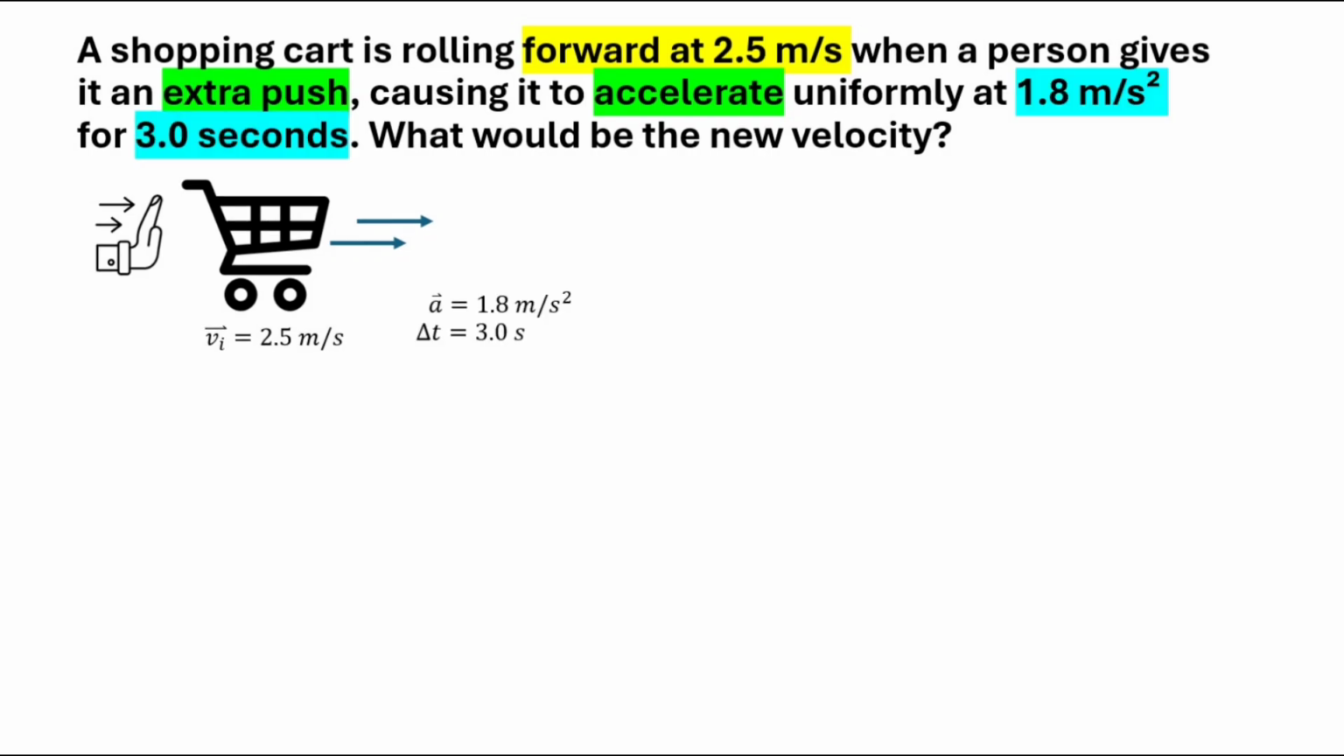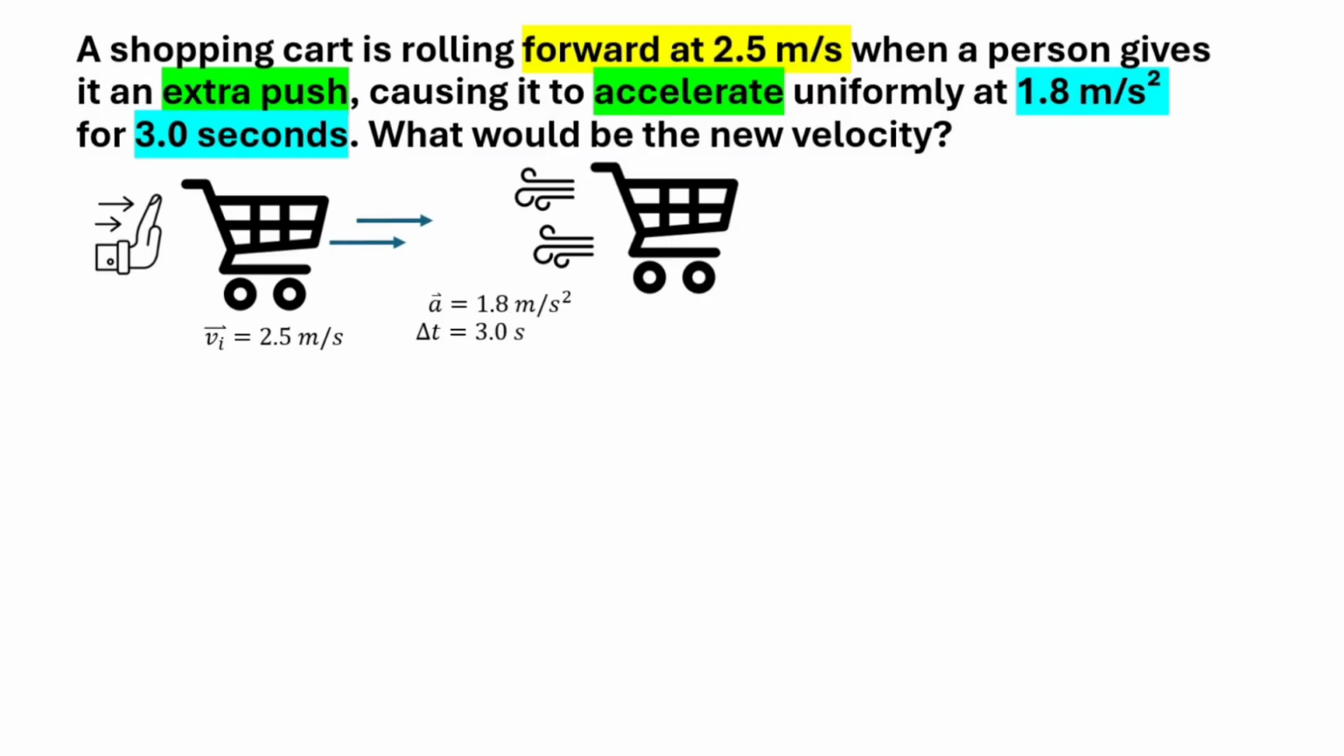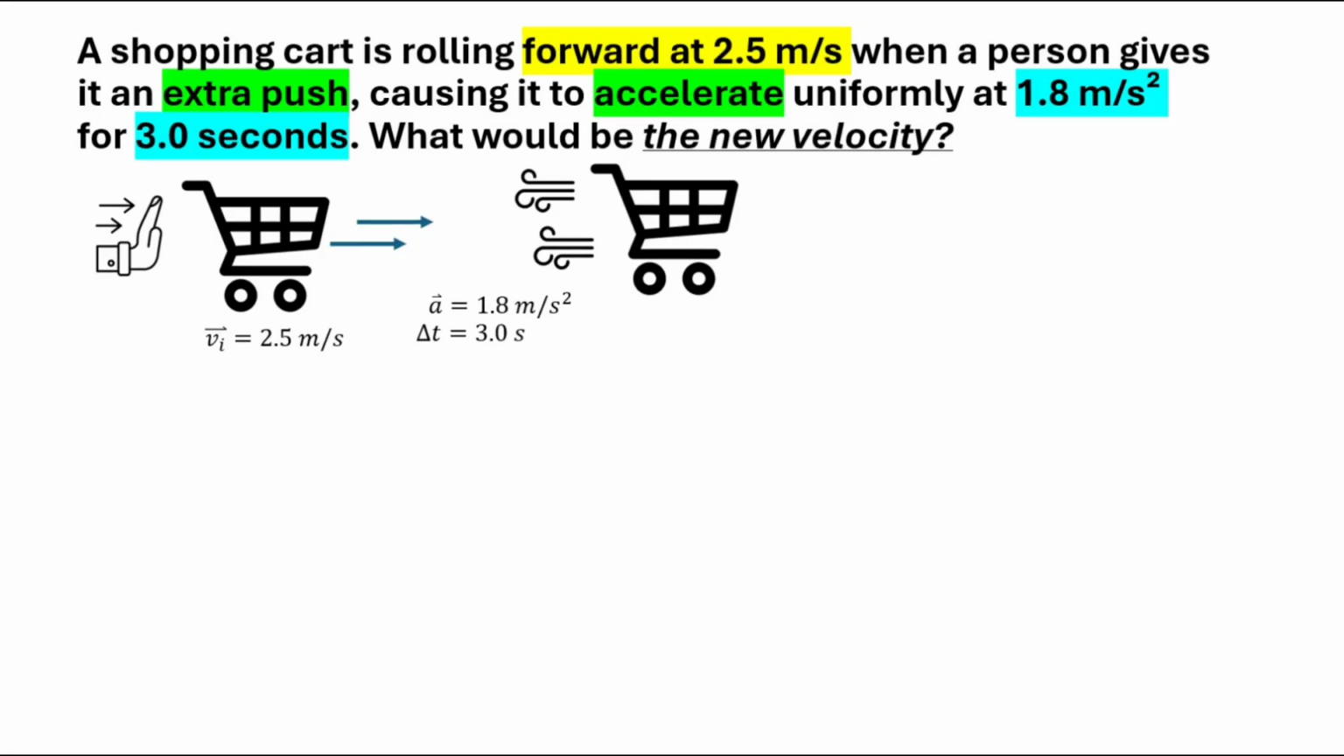The later information provides a constant acceleration at 1.8 meters per second squared during the time of 3 seconds. Logically, we will conclude that the cart, the system, will travel faster. Therefore, the question is asking about the new velocity of the shopping cart. This visualization and listing some of the clues with the illustration should be your first step.